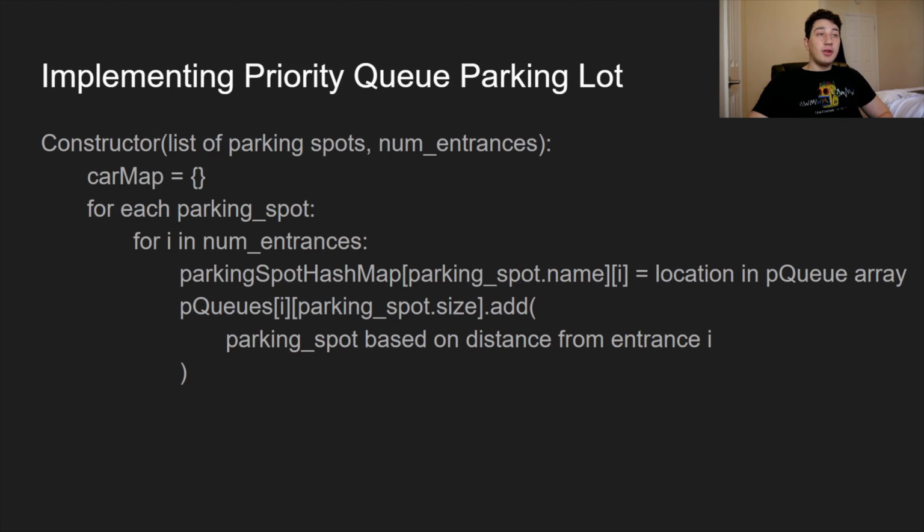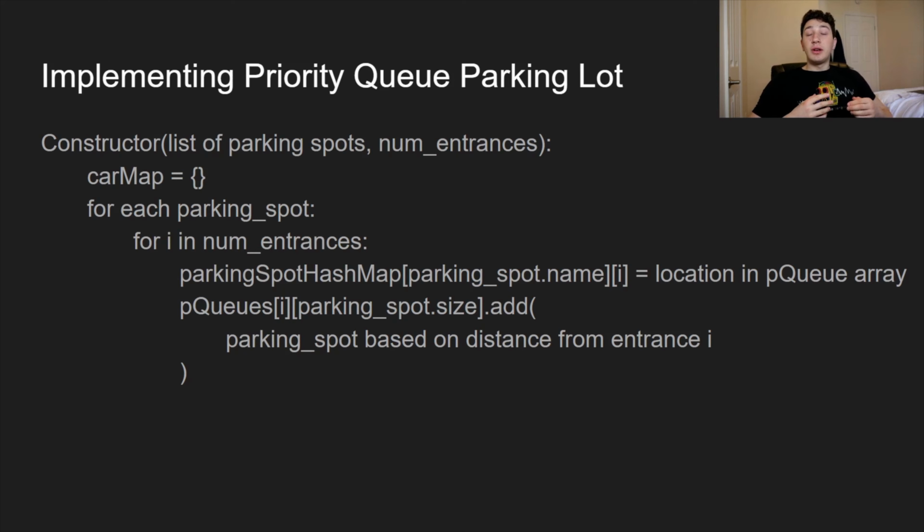Let's imagine we have our priority queue parking lot, and the constructor is going to take in a list of parking spot objects and also a number of entrances. The first thing we have is this concept of a car map. For now, I'm going to say that car map is just an internal field, and it's going to maintain a mapping from car license plate number to the actual parking spot object that that car is located in. Furthermore, for every single parking spot in our garage, and for all of the entrances, we want to put that parking spot in the priority queue that belongs to it.